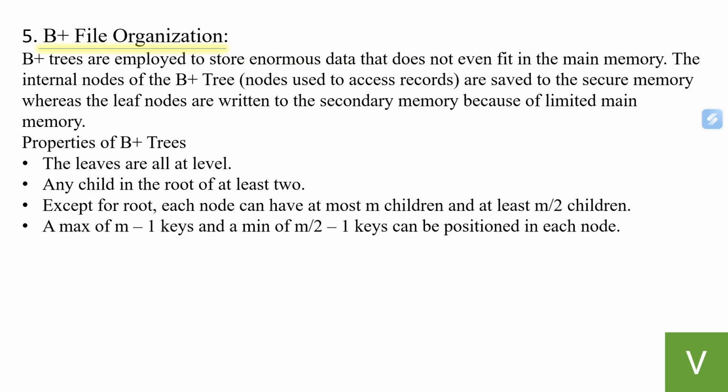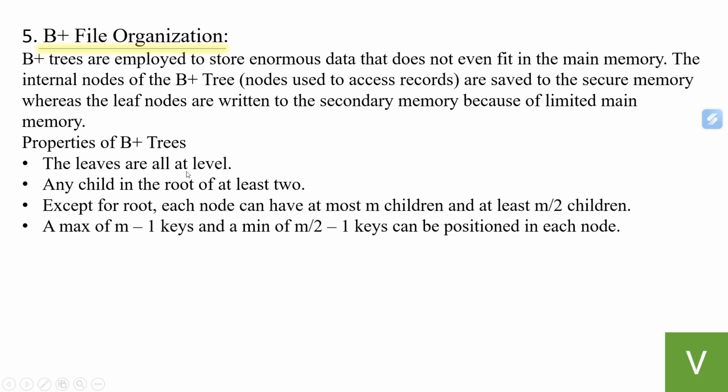Let us look into the final type of the file organization. It is B plus file organization. Finally, B plus trees are employed to store enormous data that does not even fit into the main memory. The internal nodes of the B plus trees are saved to main memory, whereas the leaf nodes are written to the secondary memory because of the limited main memory. Basically, the root node is stored in the main memory, and the remaining leaf nodes are stored in the secondary memory. Let us look into some of the properties of B plus trees.